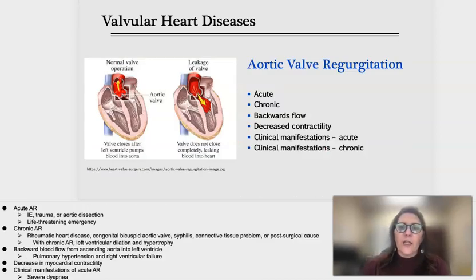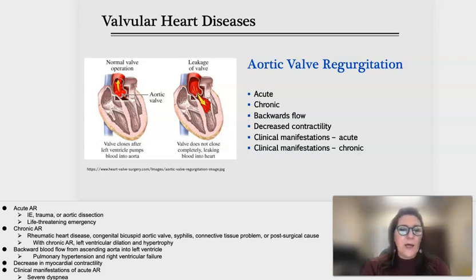Aortic valve regurgitation. So this can be acute or chronic. It's where you have a backwards flow. That's bad. The blood is not supposed to go backwards. It's supposed to go forwards. Decreased contractility. And so they're going to be on a medication that increases the contractility. And then clinical manifestations, it depends on if it's acute or chronic. So acute aortic regurgitation, trauma, aortic dissection, it's a life-threatening emergency.